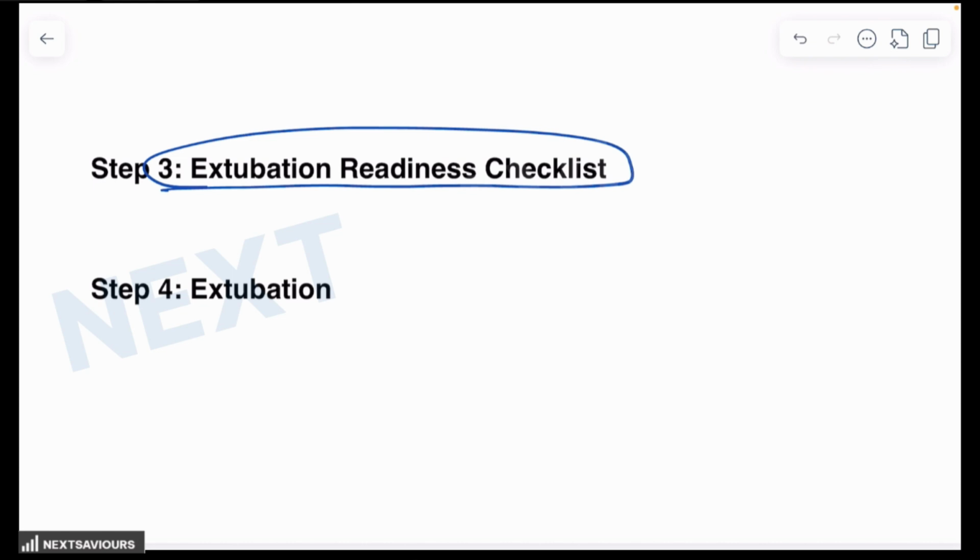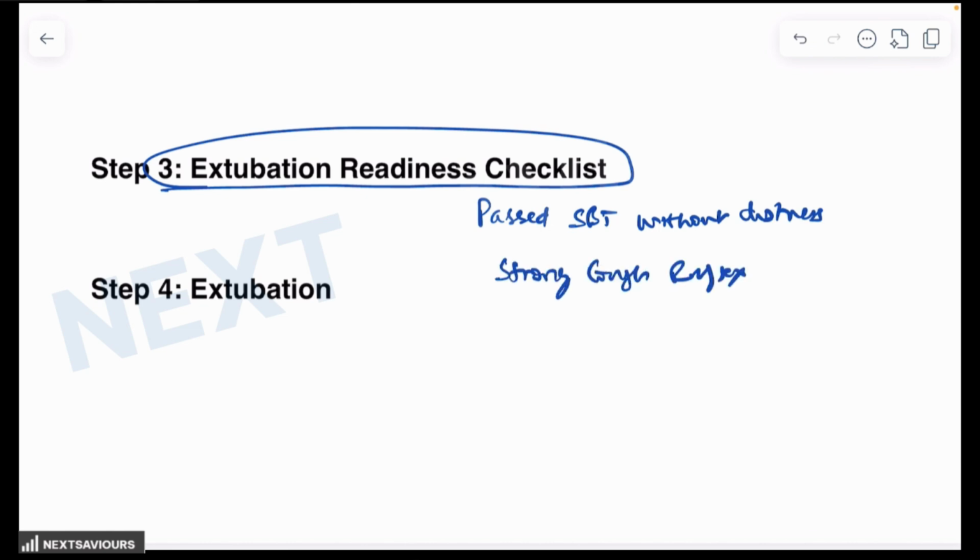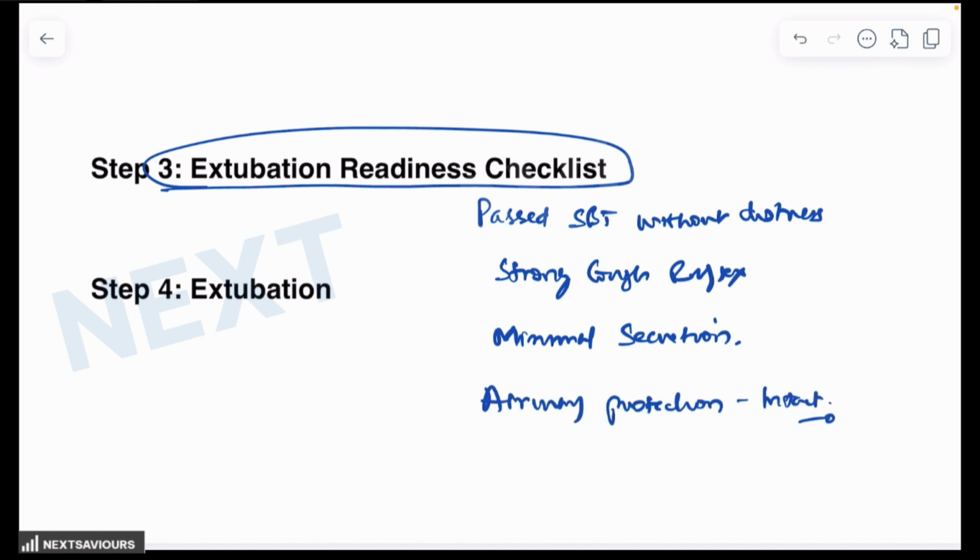So, what is the extubation readiness checklist? That means the patient has passed the SBT without any distress. Second, there is a strong cough reflex, that means to prevent aspiration. There are minimal secretions, and if at all there are secretions, then these are manageable with suctioning, and the airway protection is intact. That means the patient is alert, he is having a good gag reflex. Then obviously you have to extubate.